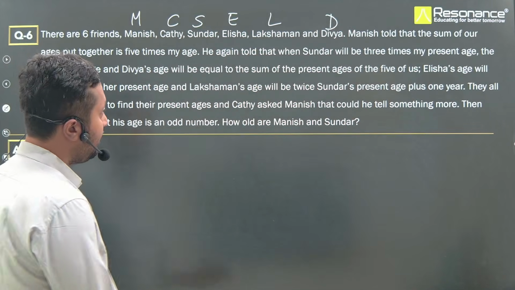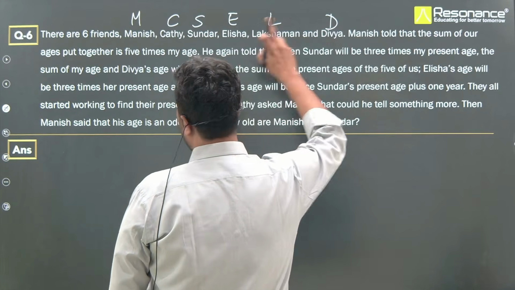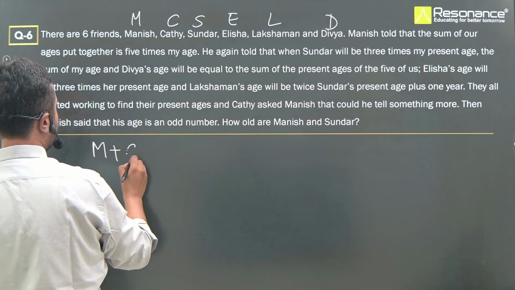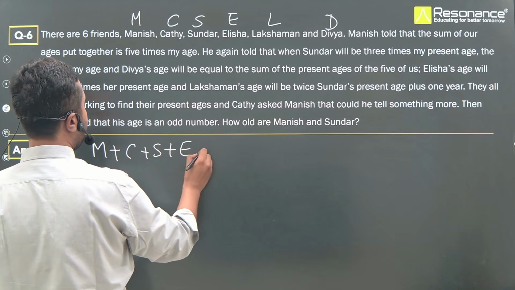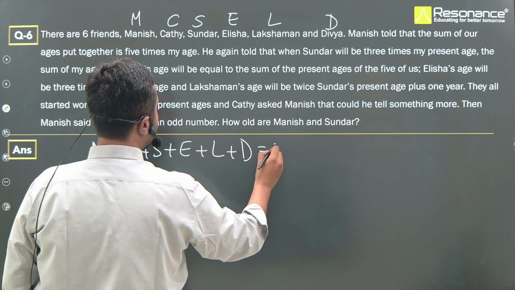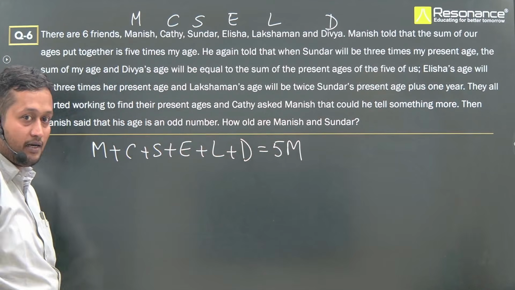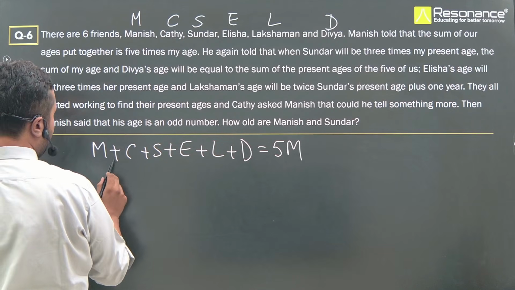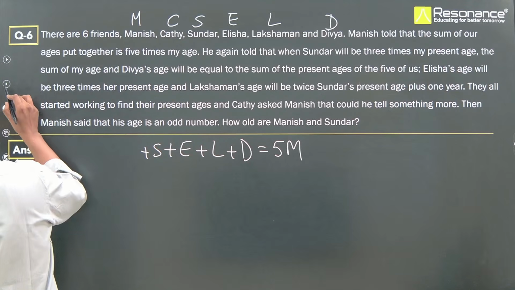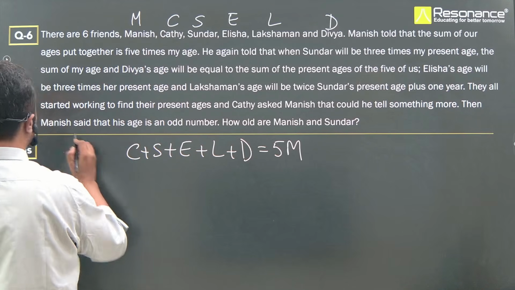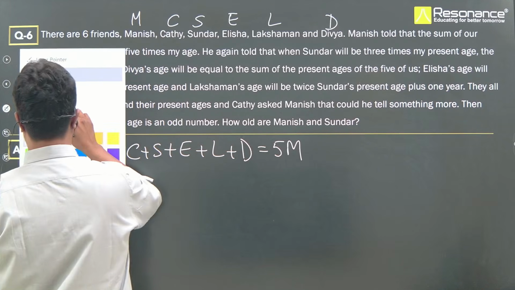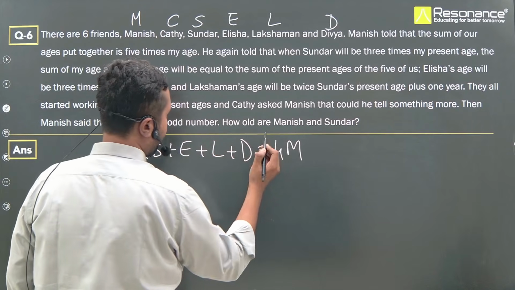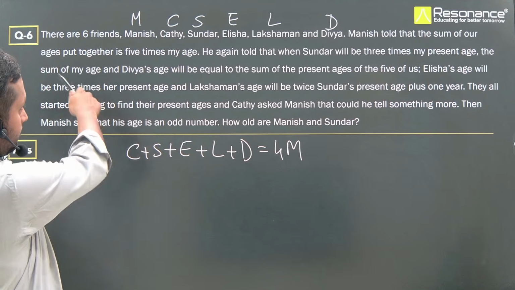So let's write down good equations first. Manish told that the sum of our ages put together is 5 times my age. All right, so the first equation is M plus C plus S plus E plus L plus D is 5 times Manish's age. Right? So let's simplify that. I can remove M. That's the only simplification. And over here, you'll have 4M. That's the first piece of information in that line.